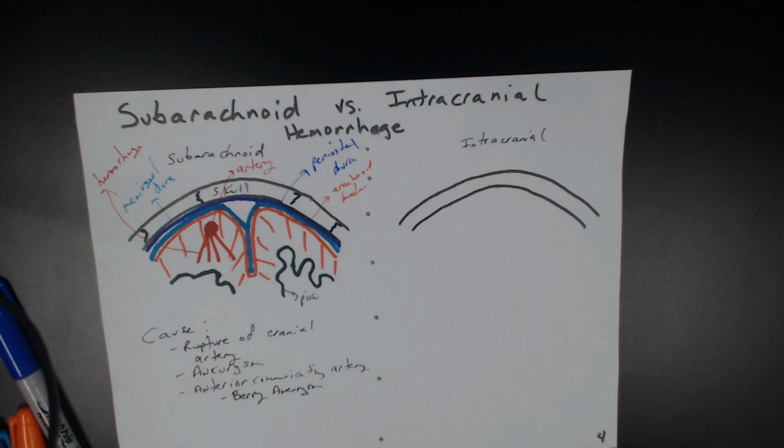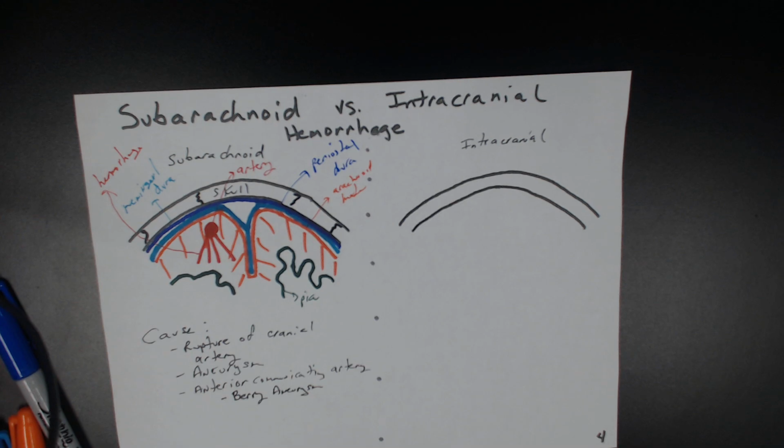Okay, it's named berry aneurysm because when they look at it on the scans, it looks like a little berry hanging off the artery. An aneurysm is something that hasn't ruptured yet, but has the potential to rupture.